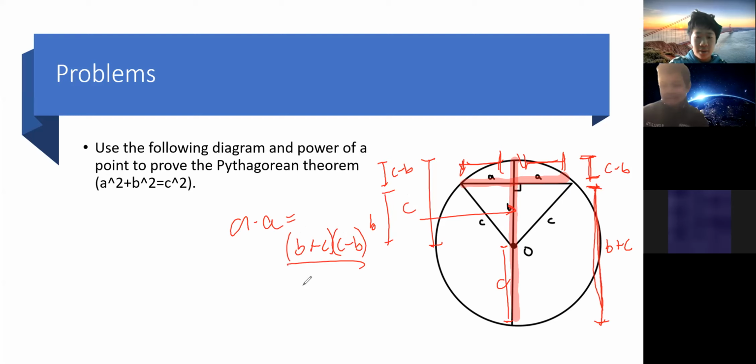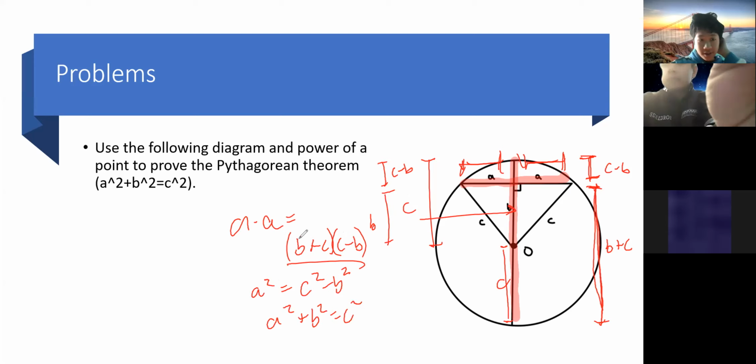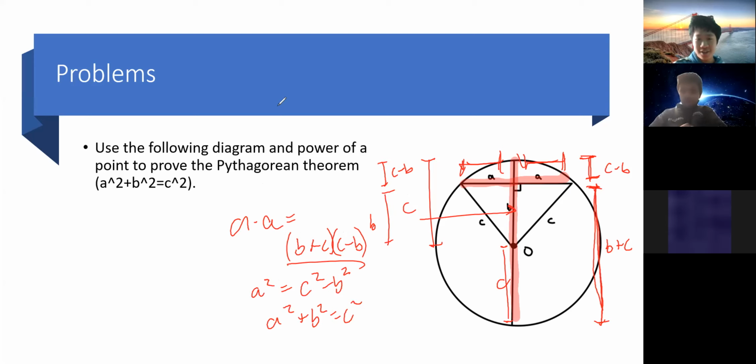Multiply this out, what do we get? c squared minus b squared is equal to a squared. Oh, look, we did it. a squared plus b squared equals c squared. I think it's pretty cool how there are infinitely many ways you can prove the Pythagorean theorem. It's pretty awesome.